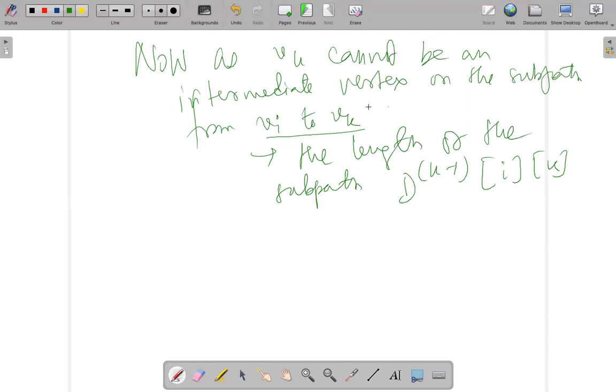Now we break this case into two parts. Okay, one is we try to reach from Vi to Vk and then from Vk to Vj. Now when we try to reach from Vi to Vk, you can immediately imagine that Vk cannot be part of the intermediate vertices in this subpath because it is the endpoint. Okay, so therefore the length of the subpath here should be dk minus 1 ik.